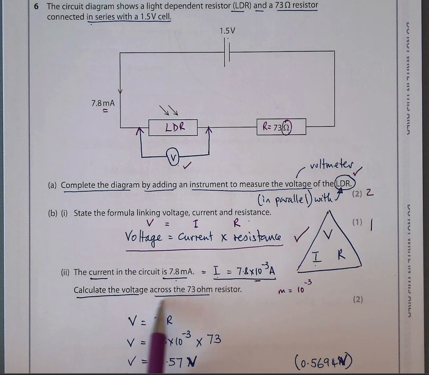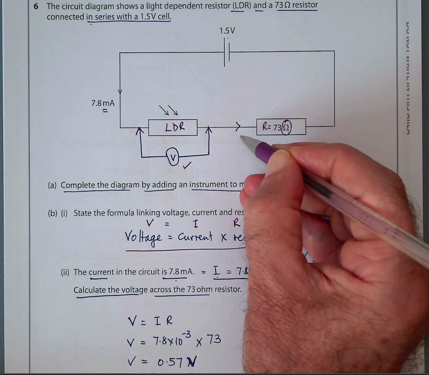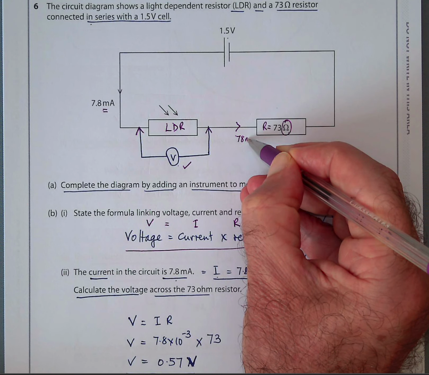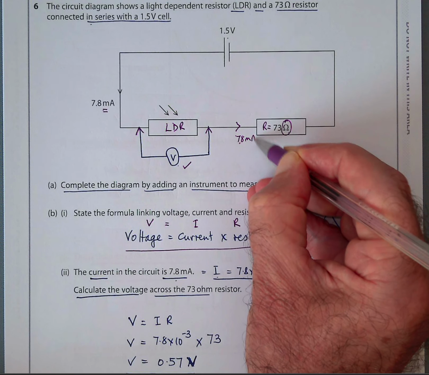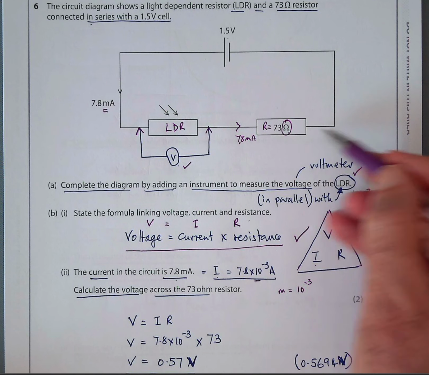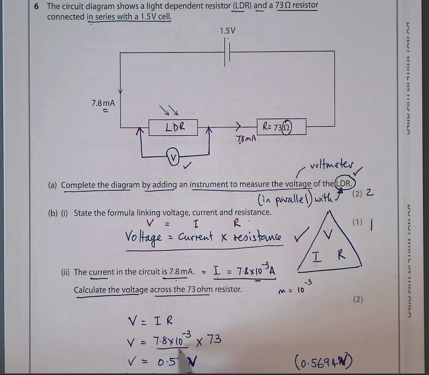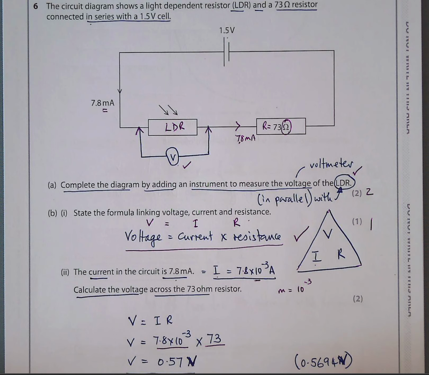So calculate the voltage across the 73 ohm resistor. Well, the current is also going through there, 7.8 milliamps. The current's the same everywhere in a series circuit. So they want to see that you know the circuit rules. So if we know the current is 7.8 milliamps, you have to put it in standard form, multiply the resistance, V equals IR, and you'll get 0.57 volts.